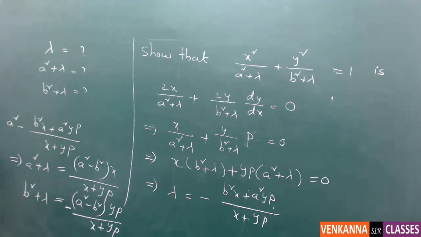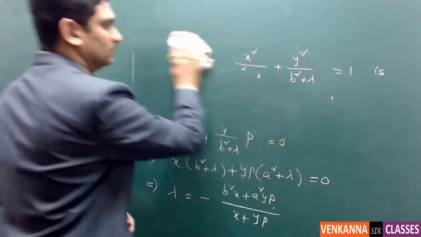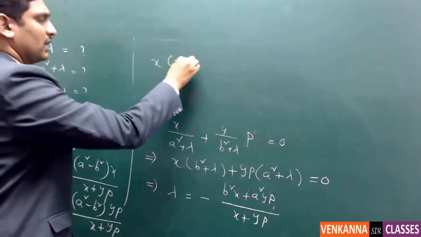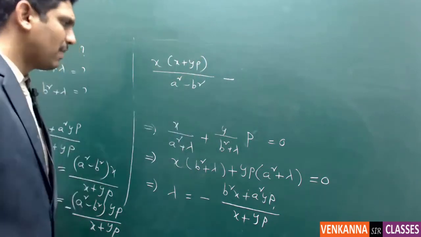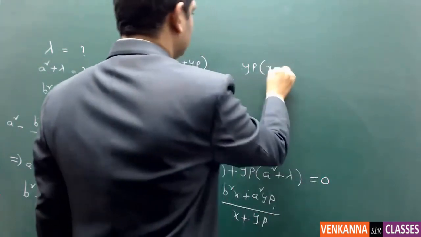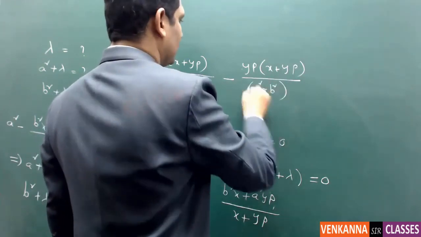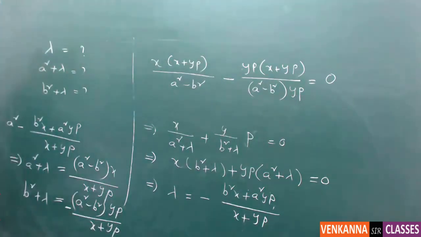So substituting these two values at this position, so I will have x into x plus yp by a square minus b square, minus yp into x plus yp by a square minus b square into yp is equal to 0. Yeah, please check on that.